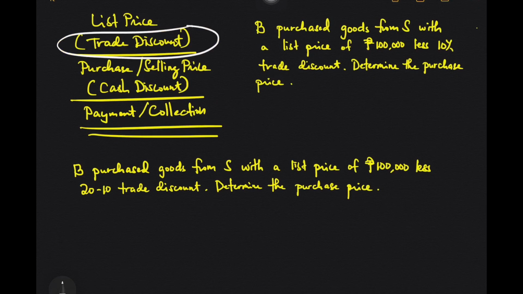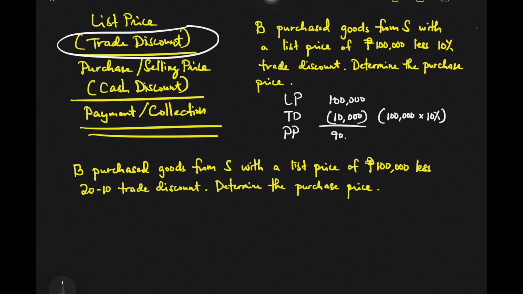Consider this transaction. B purchased goods from S with a list price of 100,000 less 10% trade discount. Determine the purchase price. So let's set the formula. The first three lines in the formula: list price minus trade discount to get the purchase price because we are the buyer here. List price is 100,000, and then for the trade discount, it is 10% of the list price. So to compute, get the product of 100,000 and 10%. Answer is 10,000 to get the purchase price of 90,000. This is the answer.